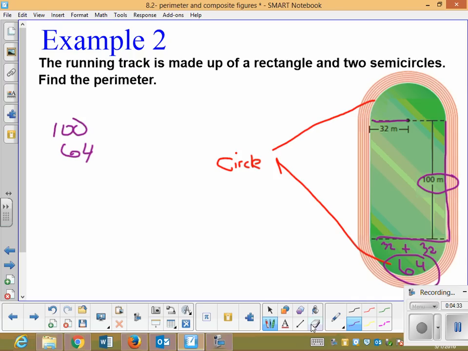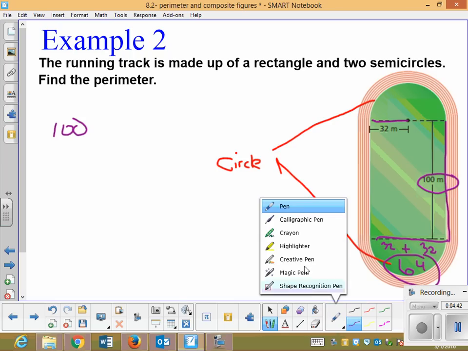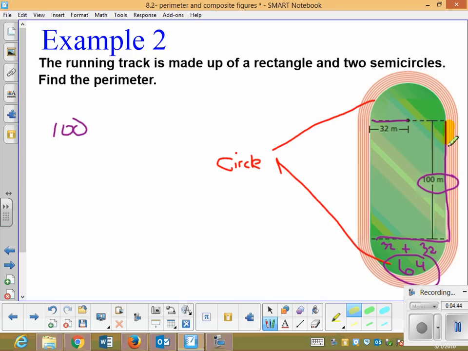Now I just noticed we will not be using the 64 because it's not the distance around the outside. We only want to know the distance around. So let me go ahead and highlight that. We only want to know this, this, and the half domes. Okay? So we didn't need the 64. But we do need the 64 because that's going to be the diameter.